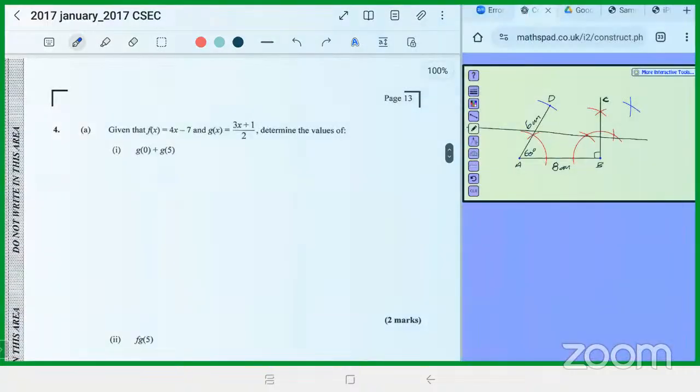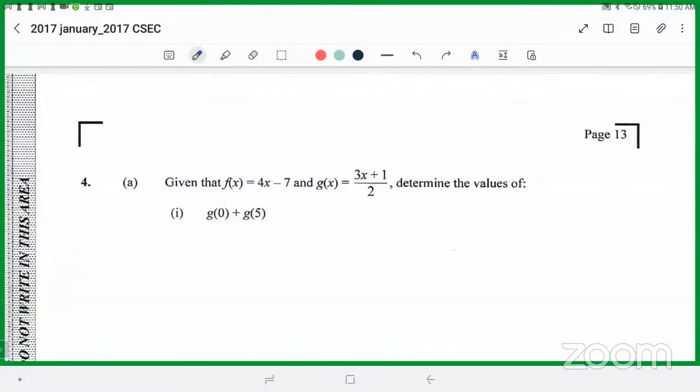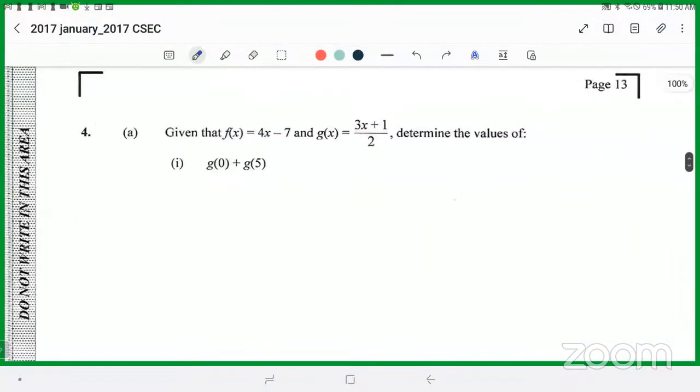Let's get this off. Now come to this functions question now. Question 4. It gives us these two functions. Wants us to find g of 0 plus g of 5. So I'll plug the 0 in there and then plug the 5 in there. Both of them going in the g function.